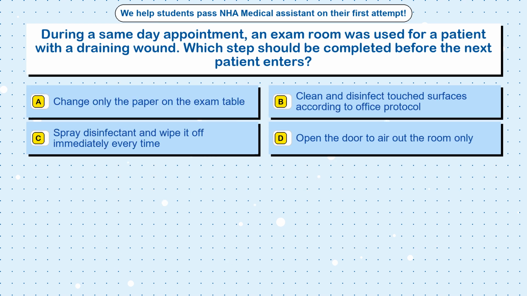Question 26. During a same-day appointment, an exam room was used for a patient with a draining wound. Which step should be completed before the next patient enters? Option A. Change only the paper on the exam table. Option B. Clean and disinfect touched surfaces according to office protocol. Option C. Spray disinfectant and wipe it off immediately every time. Option D. Open the door to air out the room only.